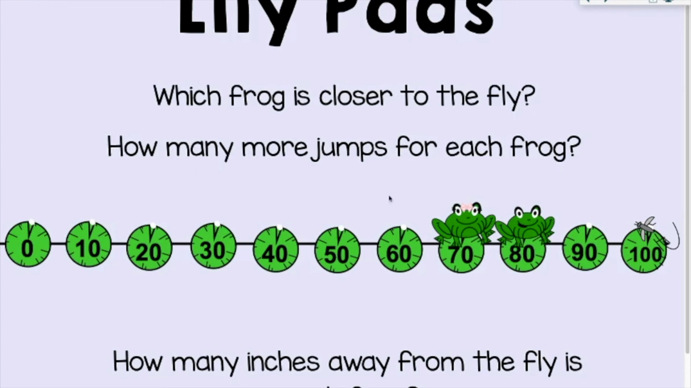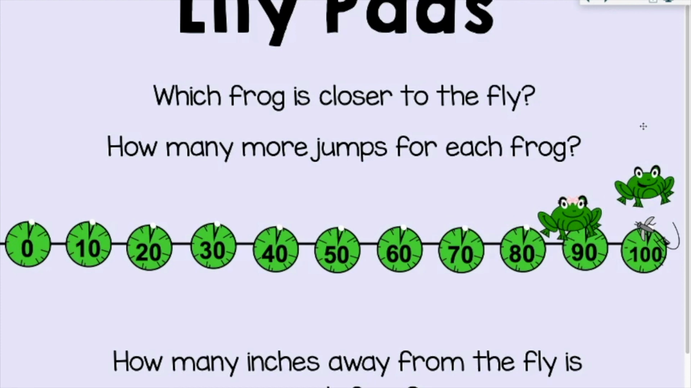All right, we have new lily pads, and our frogs are in different spots, and our fly is still over here at 100. So which frog is closer to the fly? So take a look. Is it Tad who's closer? Is it Polly who's closer? So how many times does Tad have to jump, and how many times does Polly have to jump to get to that fly? Well, let's check. So Tad has to go 1, 2 jumps to get to the fly, and Polly has to go 1, 2, 3 jumps to get to the fly.